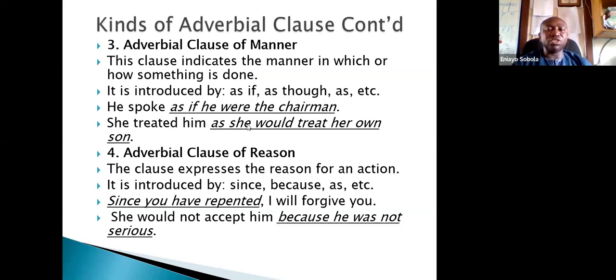She treated him as she would treat her own son. As she would treat her own son modifies the verb treated, showing the manner of treatment.